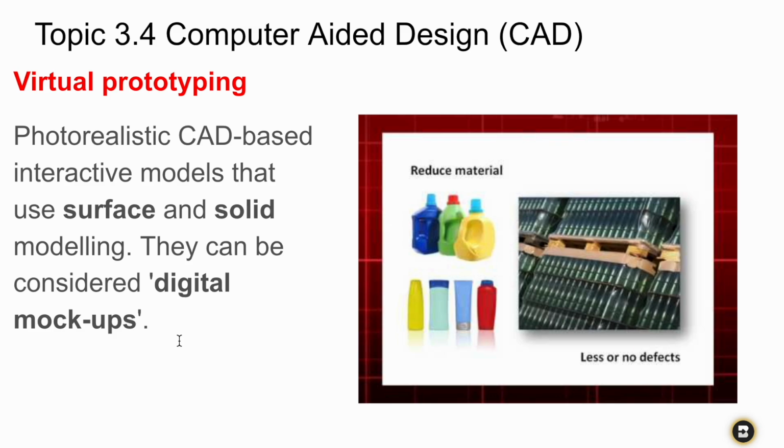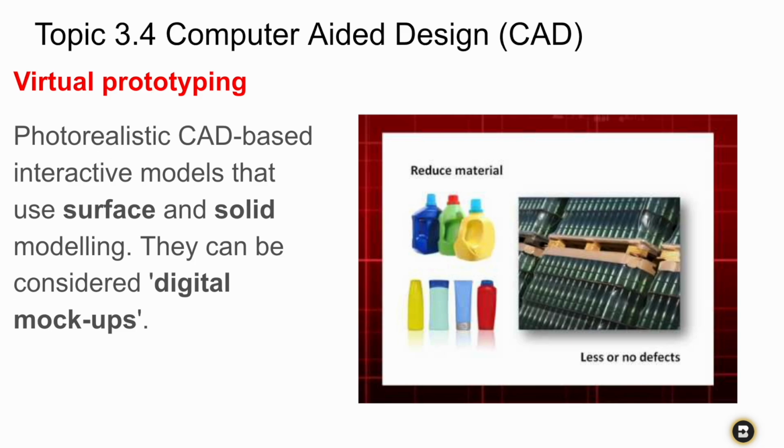Virtual prototyping, this is where we have photorealistic CAD-based interactive models that use surface and solid modeling. So this is both surface and solid, so the outside is photorealistic and the inside has everything that you would expect. And they can be considered a digital mock-up. And they're really good for checking if things work, if they're going to, for instance, stack properly, or how they can be interacted with. You can't actually interact with them in the sense of physically interacting with them, but you could rotate them, you could take them apart, you could look at how they fit together and assemble.